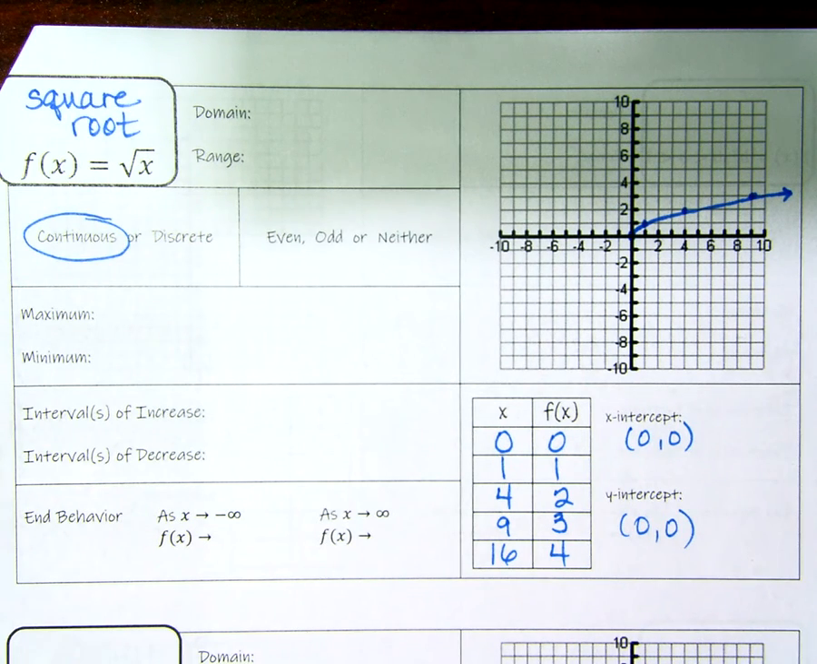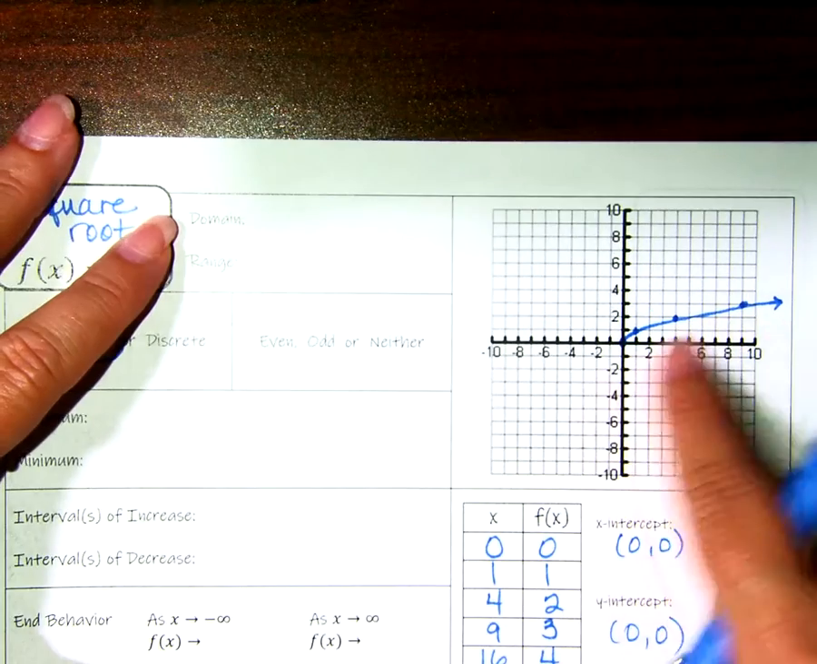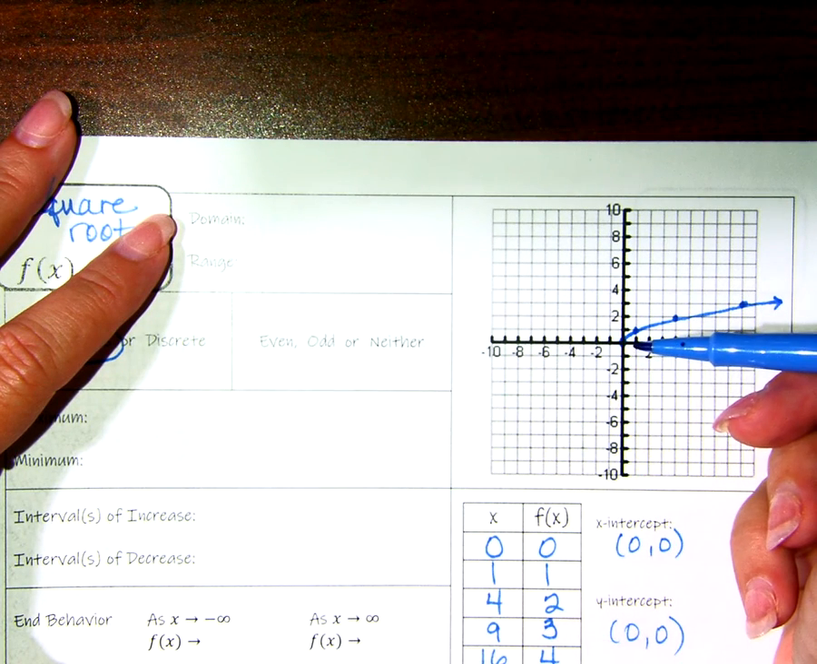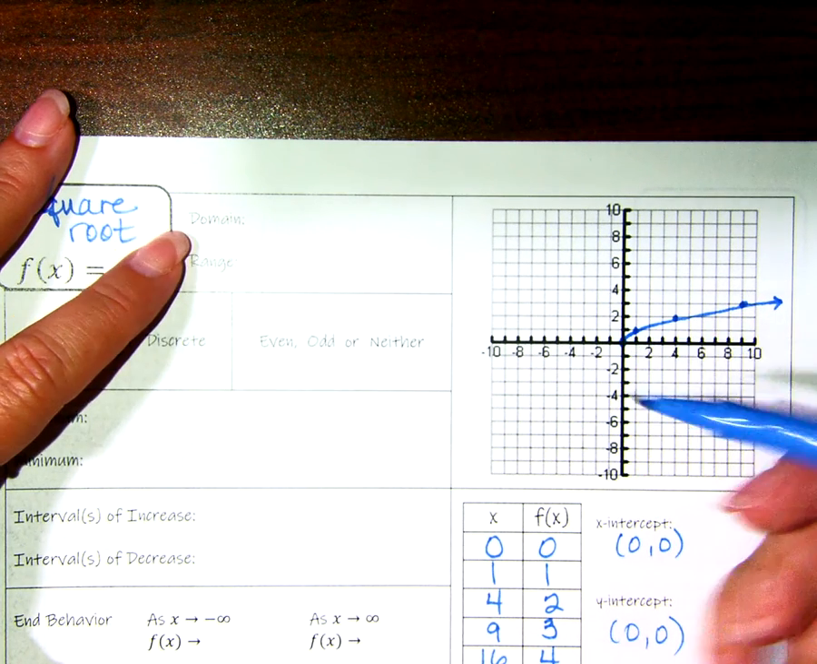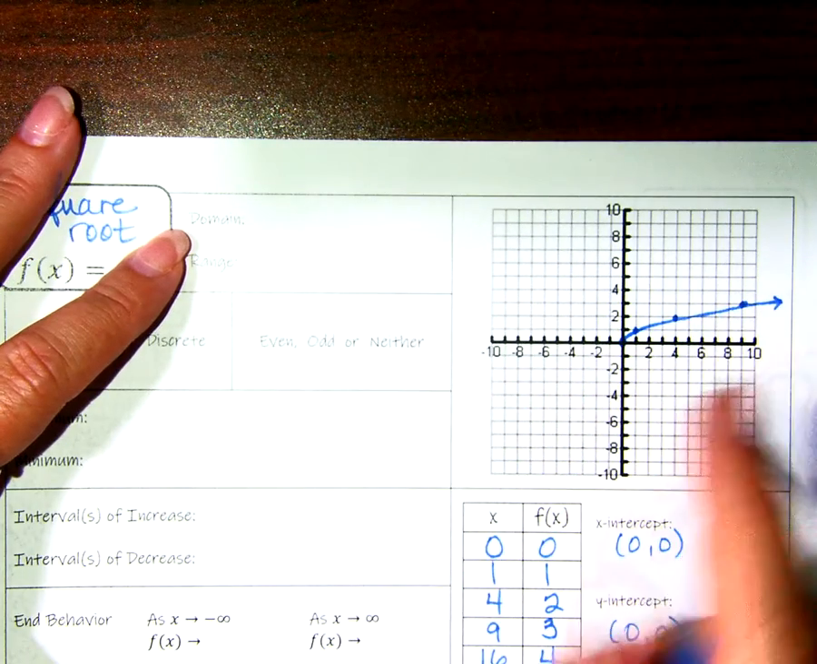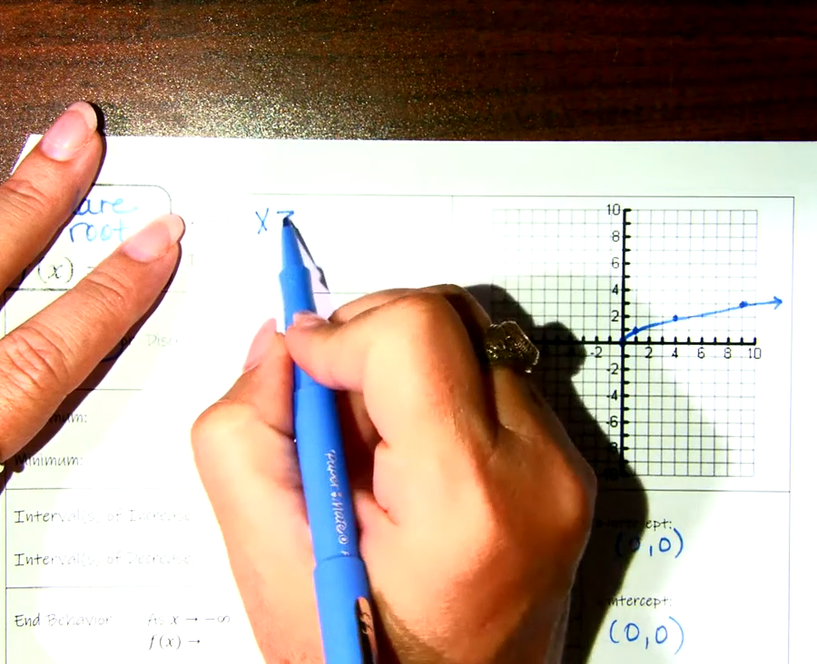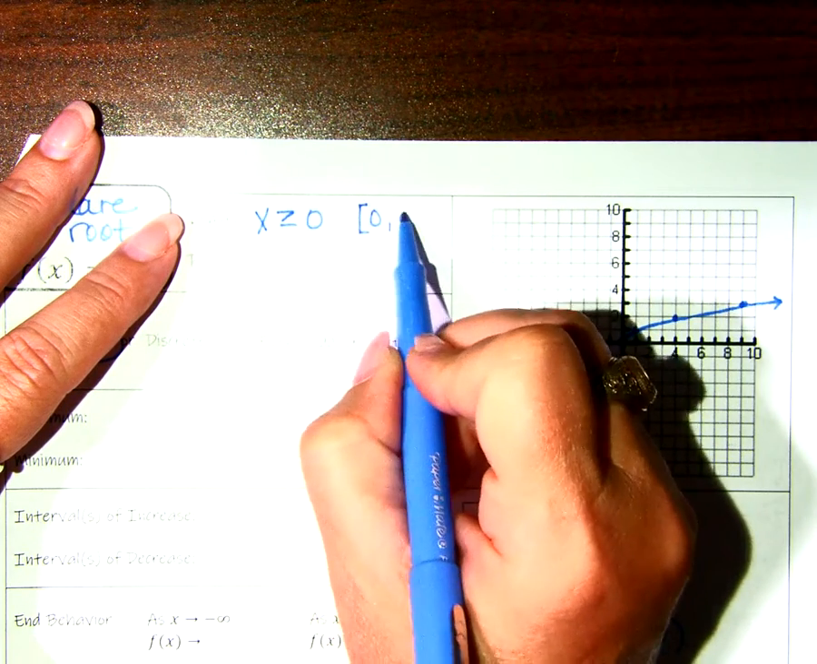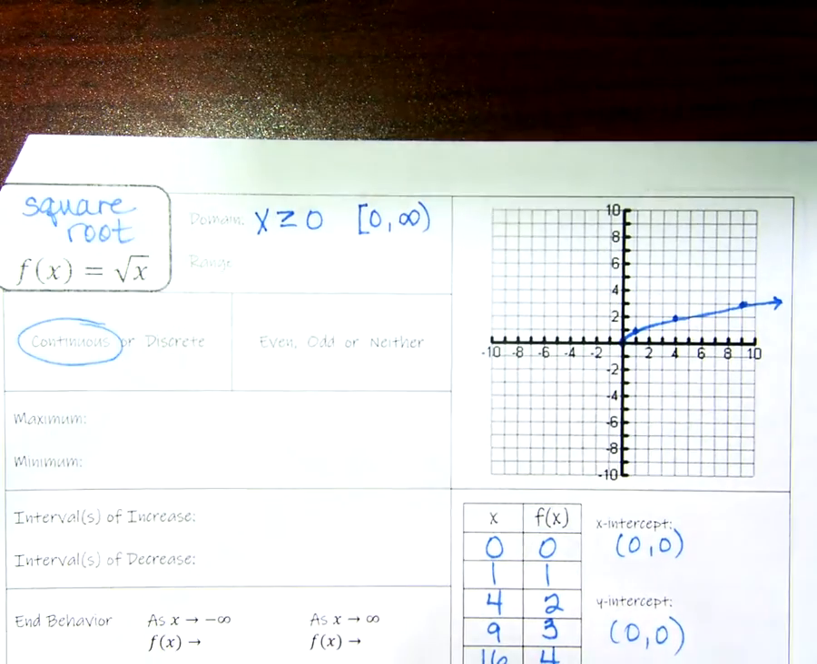Okay. What's the domain of this function? How far left does it go? To 0. So how far right does it go? Excellent. X is greater than or equal to 0, or from 0 to infinity. Right? Okay.